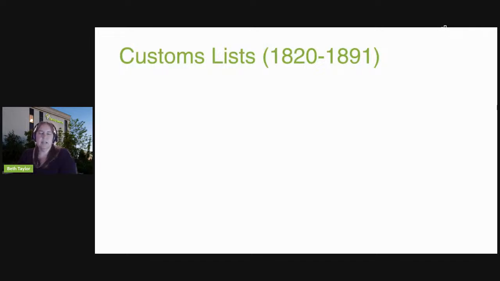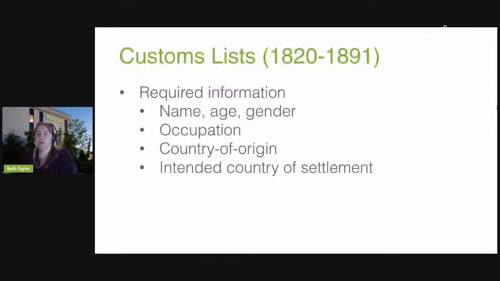Now, we'd like to kind of break up passenger lists. We split them into 2 time periods. Those that were created prior to the 1891 Immigration Act and those that were created after the 1891 Immigration Act, because that 1891 Immigration Act really changed the requirements for passenger lists. So the earlier ones we oftentimes refer to as customs lists because they are the passenger lists that were filed with the customs agent at the port of arrival. So again, customs, that's where the term comes from.